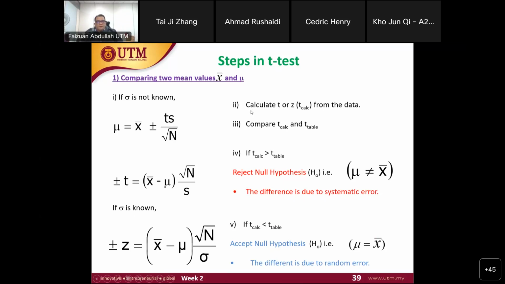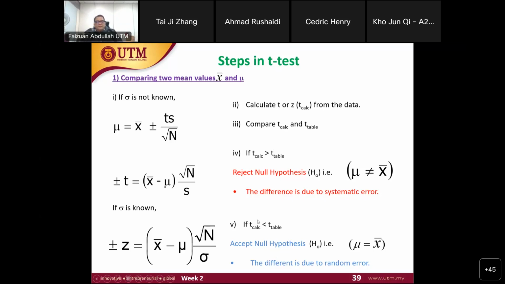Then the second step is to calculate t or z, the t calculated value from the data, and compare the t calculated and t table. If t calculated is larger than t table, we reject the null hypothesis. So mu is not similar to x. The difference is due to systematic error. So we know that a systematic error occurred in the analysis.